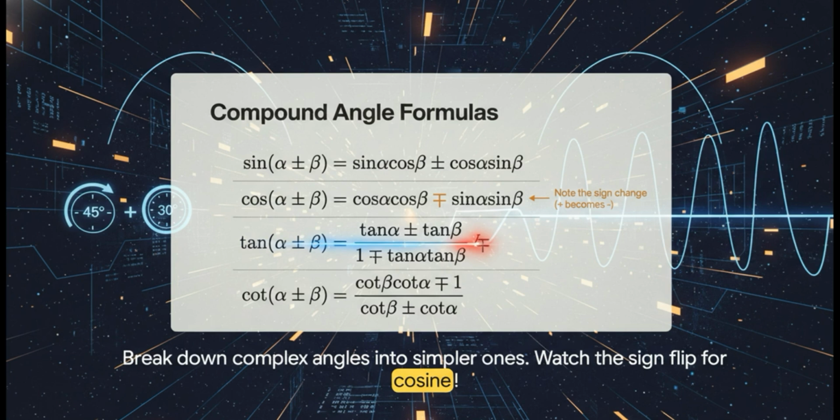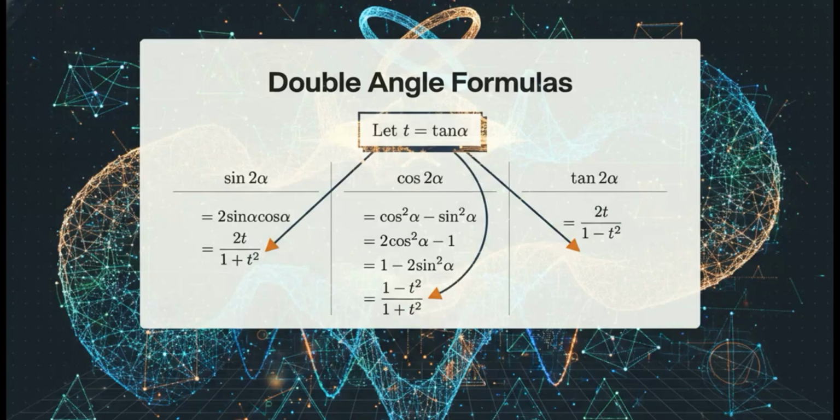They're absolutely essential. Oh, and a quick heads up, watch out for the cosine formula. See how the sine flips? That gets people all the time. Now, a super common situation is when you need to deal with a double angle, or 2 alpha. These are your go-to shortcuts for that.